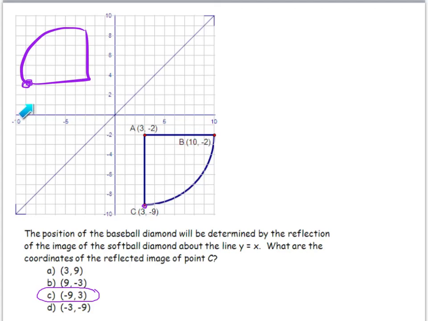C is -9, 3. That works out pretty well for us. So I'm thinking it's C, just double checking with D. D was -3, -9. That throws us all the way down. That doesn't make any sense whatsoever. So that's why our answer is C.